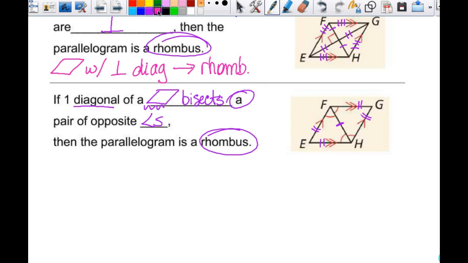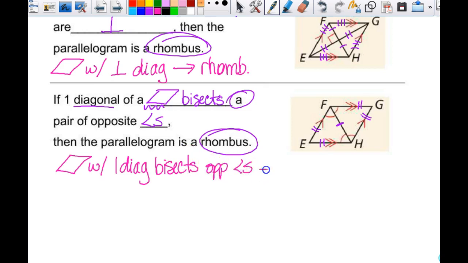So my abbreviation looks like this. We have a parallelogram with one diagonal that bisects opposite angles, then it is a rhombus. Any questions at all? I'm good at this point. Next.